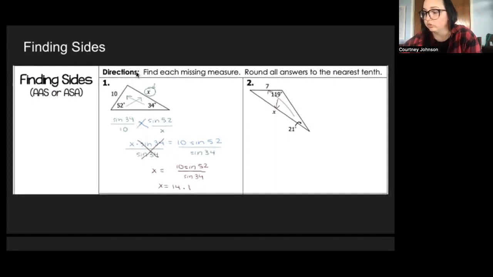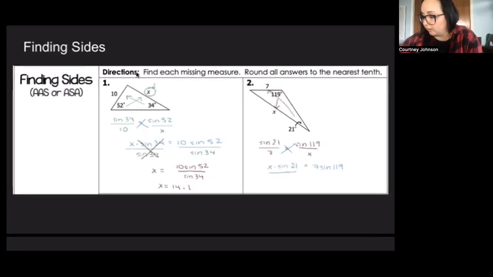But in this case, we are just looking for the missing x. All right, so our first one we are going to set up as sine of 21 degrees over 7 equals sine of 119 over x. And we can do the same exact thing, just like the last problem, where we get x times sine of 21 equals 7 times sine of 119. And we will simplify it the same way.